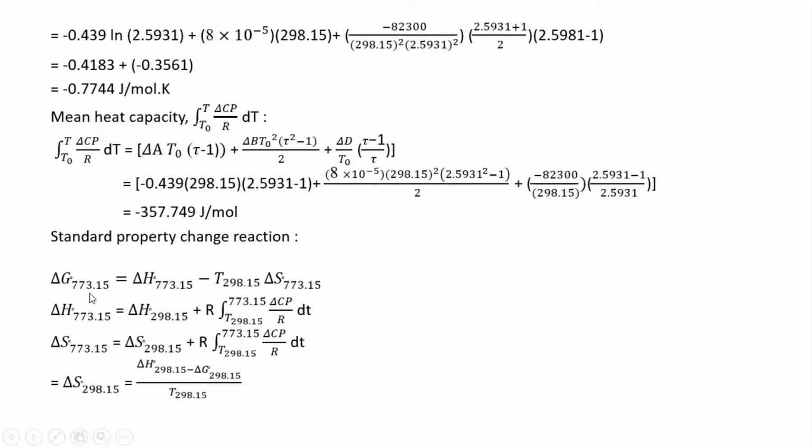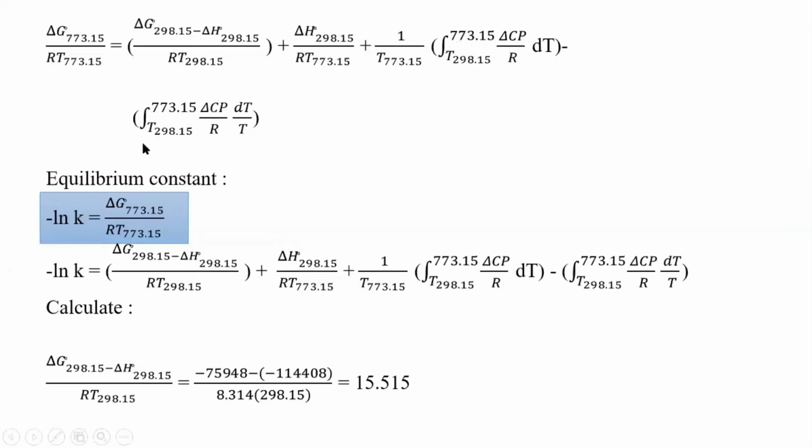This is the definition of a standard property change of reaction, which is delta G equal to delta H minus T multiplied with delta S. Both of these are the standard heat of reaction related to temperature. We obtain this equation when we combine these three equations. By substitution of all these relations, we get this equation for delta G, and we divide it by RT, and this equation will be obtained.